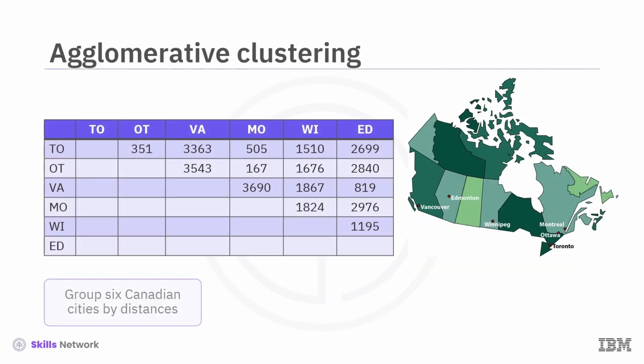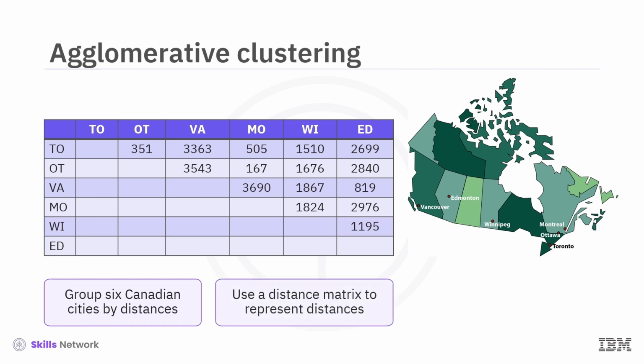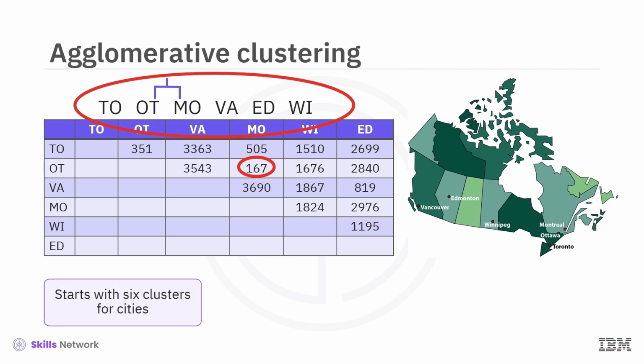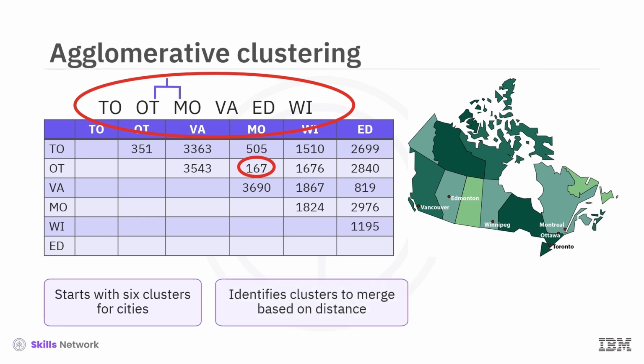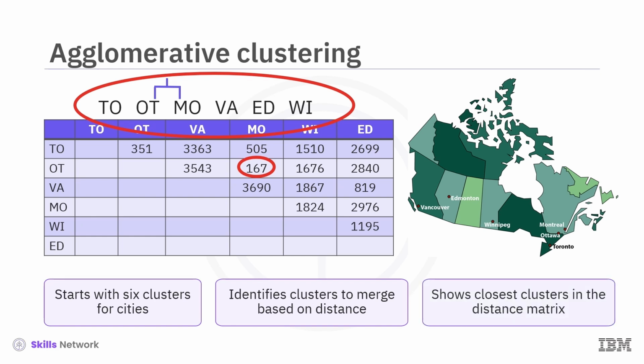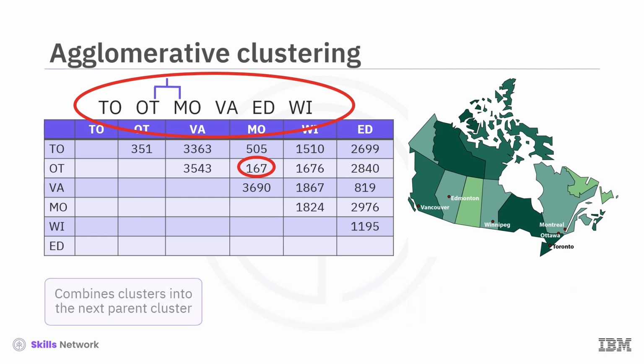Imagine you want to group 6 cities in Canada based on their distances from one another. The distance matrix represents the distances between each pair of cities. The algorithm starts with 6 clusters, each representing a city with the first 2 letters of its name. The initial task is identifying which 2 clusters to merge based on a distance measure, like flight distance. Reviewing the distance matrix shows that Montreal and Ottawa are the closest clusters, so they combine into the next parent cluster.